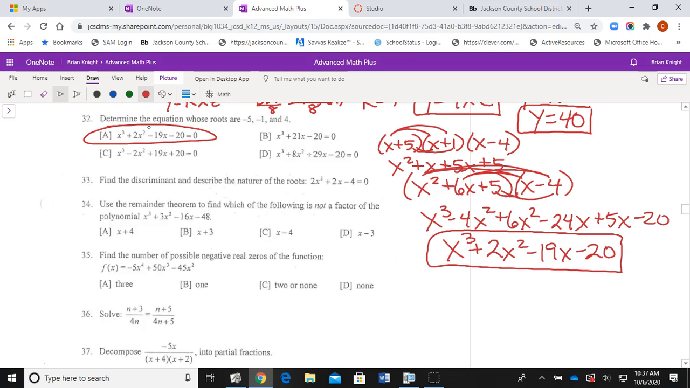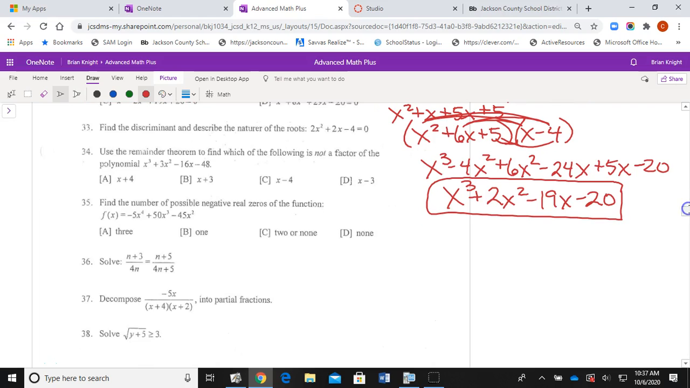All right? B, it says find the discriminant. The discriminant, if you've forgotten, is that square root part of the quadratic formula. Okay, it's what's under the square root. So do y'all remember what's under the square root? B squared minus 4AC. That's all you got to remember.